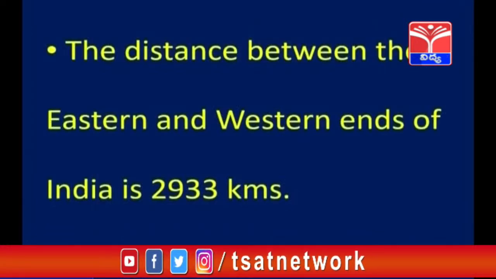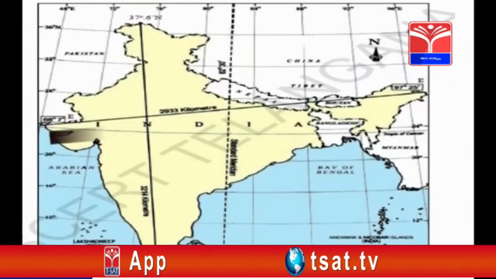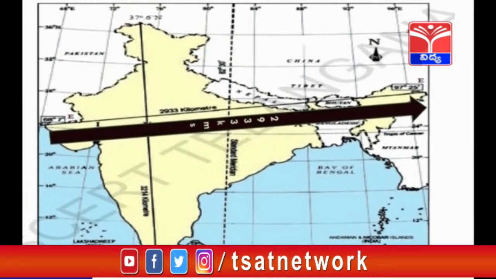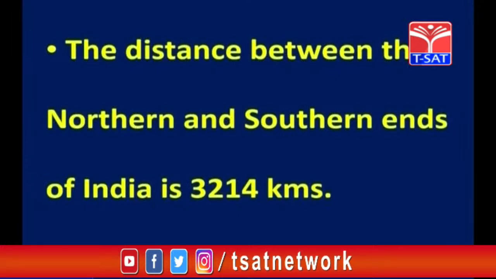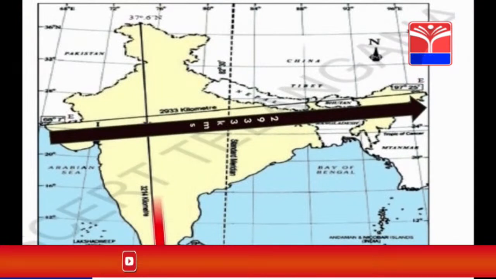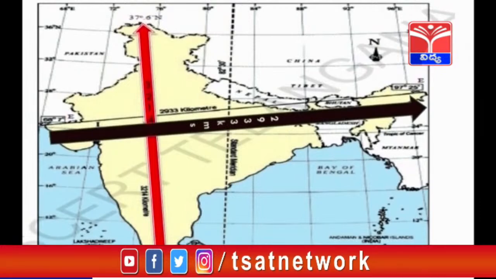The distance between the eastern and western ends of India is 2,933 kilometers. You see this one. It is from Gujarat up to Arunachal Pradesh, whatever the longitudinal distance it is. And next, the distance between the northern and southern ends of India is 3,214 kilometers. See this map. It is almost from Tamil Nadu to Srinagar, this is the distance.